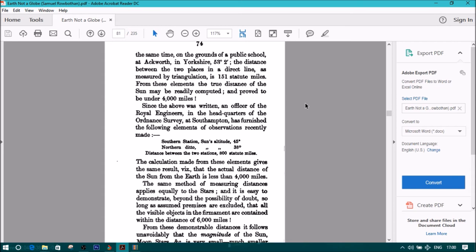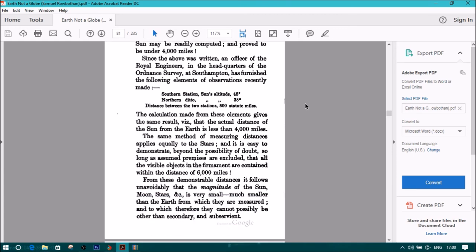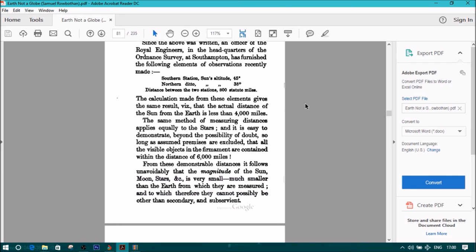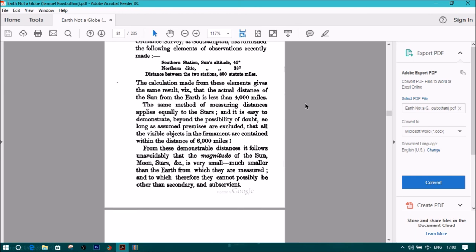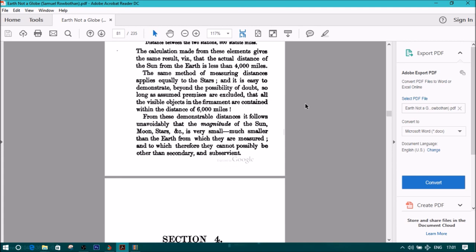The same method of measuring distances applies equally to the stars, and it is easy to demonstrate beyond the possibility of doubt, so long as assumed premises are excluded, that all the visible objects in the firmament are contained within the distance of 6,000 miles. From these demonstrable distances, it follows unavoidably that the magnitude of the Sun, Moon, stars, etc. is very small, much smaller than the Earth from which they are measured, and to which, therefore, they cannot possibly be other than secondary and subservient.